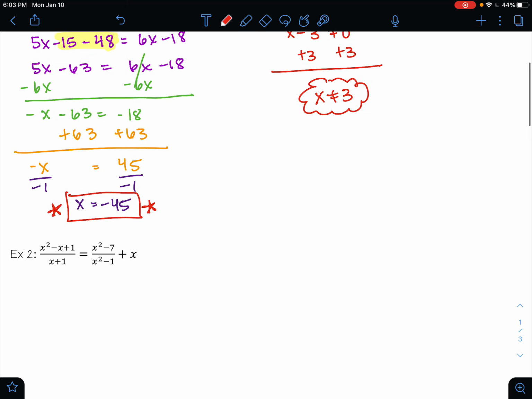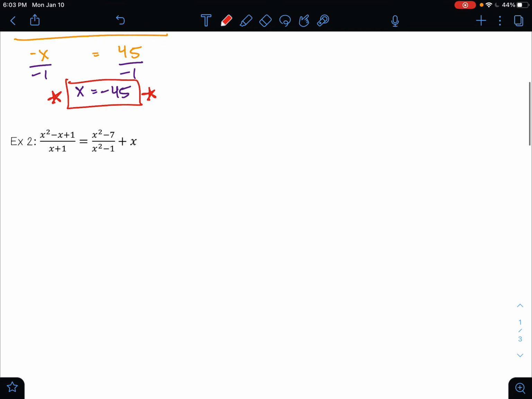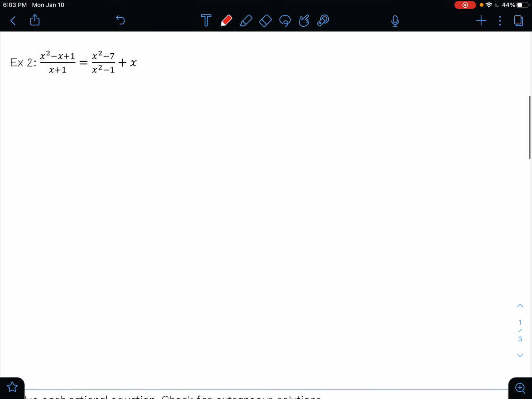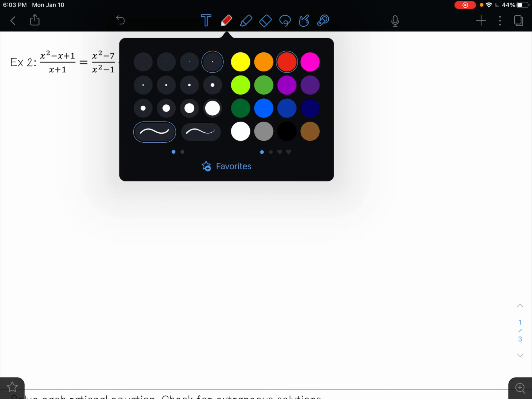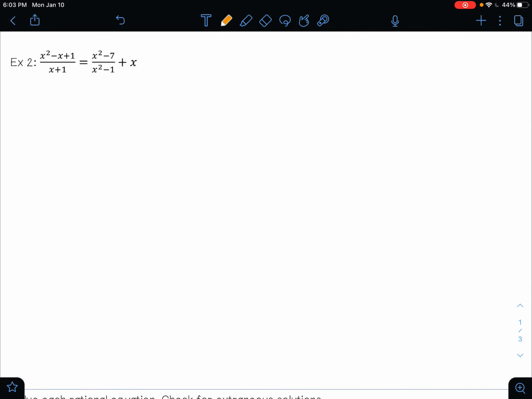Let's look at example 2. Remember that your very first step is to always factor your denominators first. Don't worry about factoring your numerators just yet. Wait until after you multiply to do that.